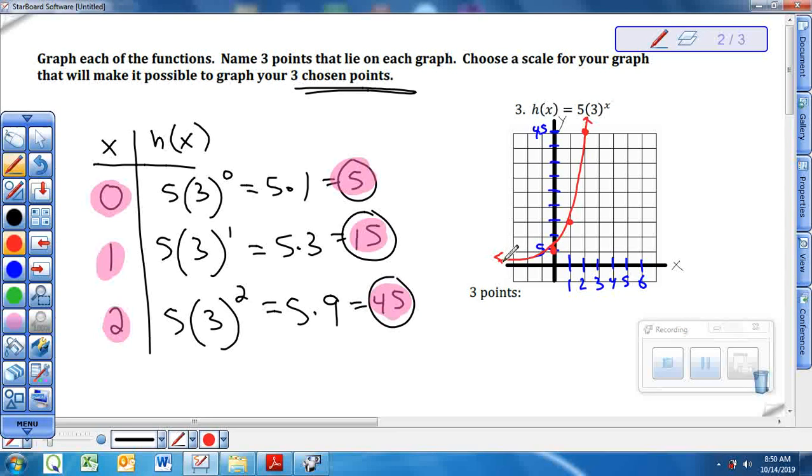So my 3 points, I'll just list them down here: 0, 5; 1, 15; and 2, 45. I could come up with way more than that, but they only ask for 3. There they are.